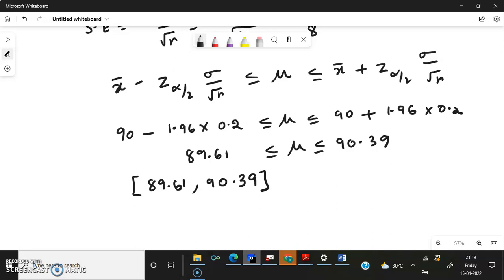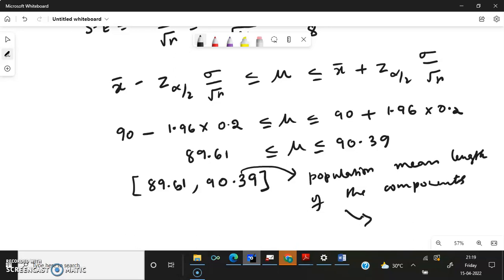Okay, this is my confidence interval. So this implies the probability that the true value of the population mean length of the component will fall in this interval. Which interval? 89.61 to 90.39. And which population mean? The population mean length of the components.